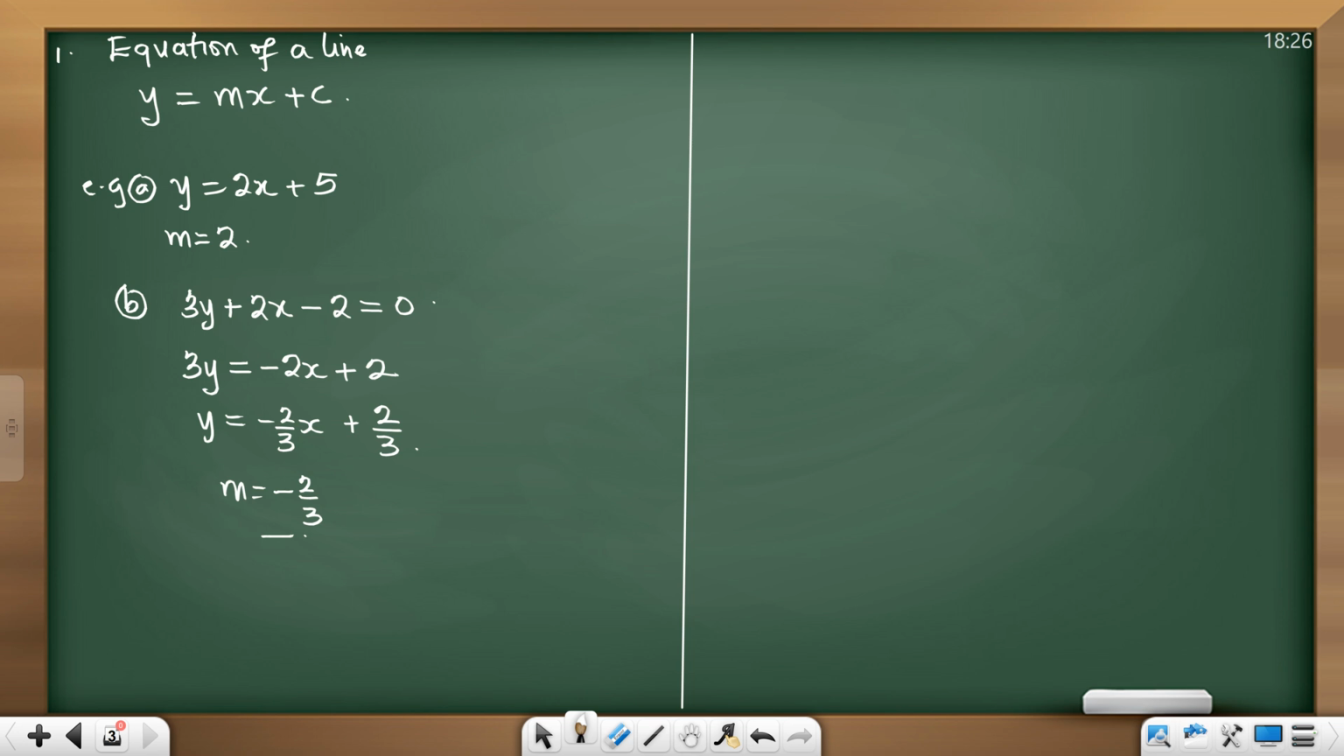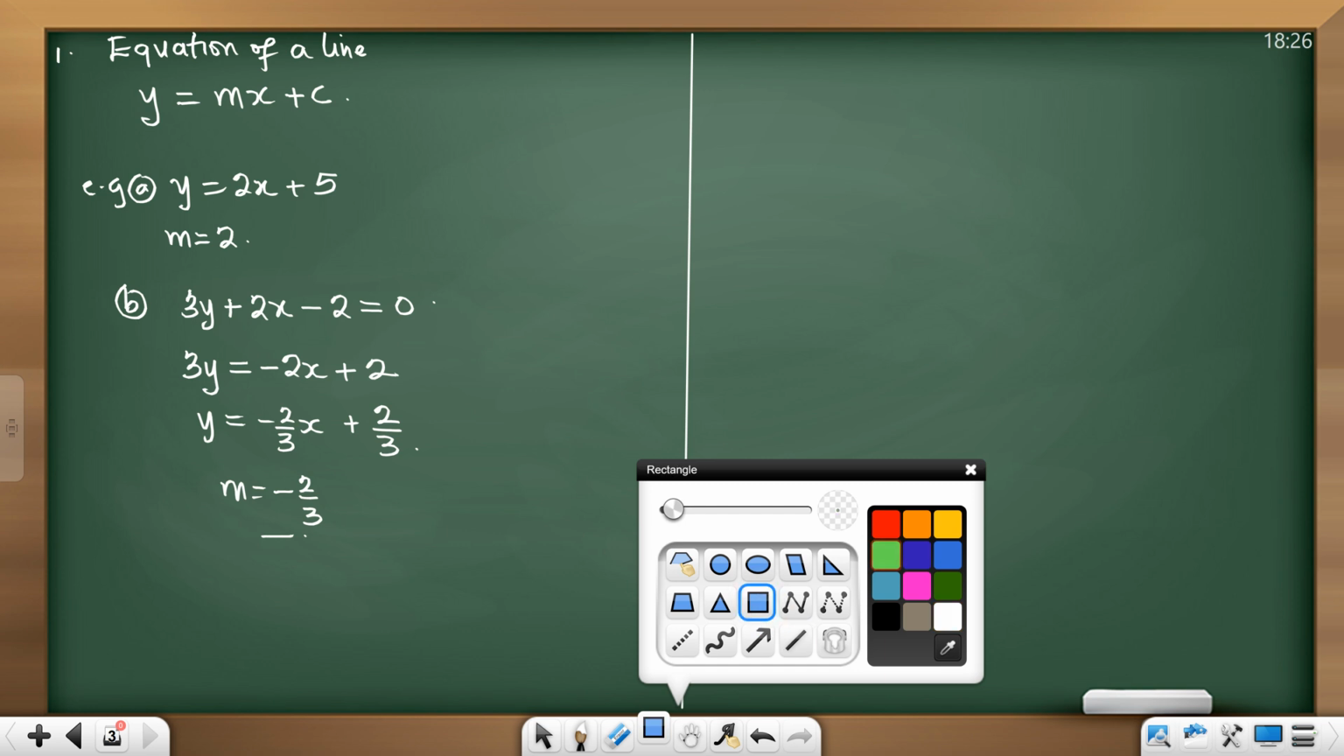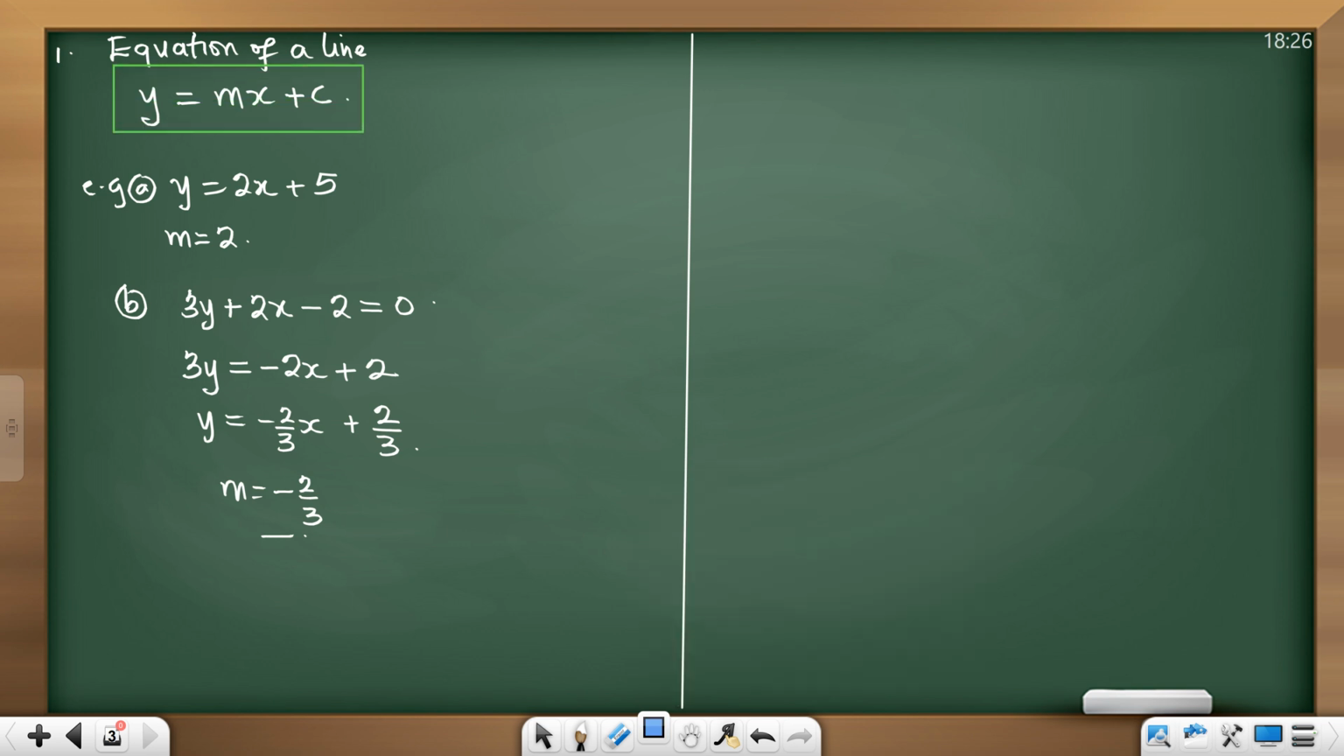Let me know if we are okay. I'm done with my first one, equation of a line. You cannot get the gradient until you write it as y is equal to mx plus c. You must first write it as the equation of a line.